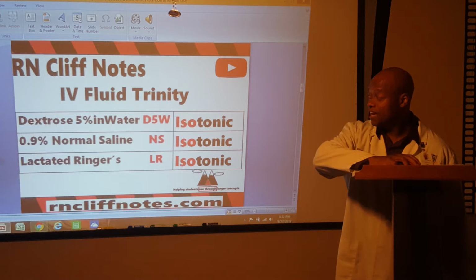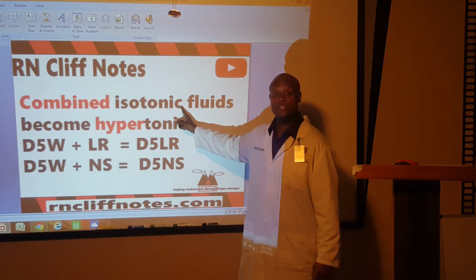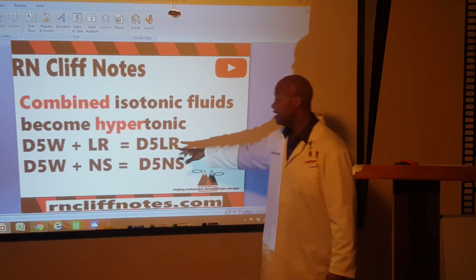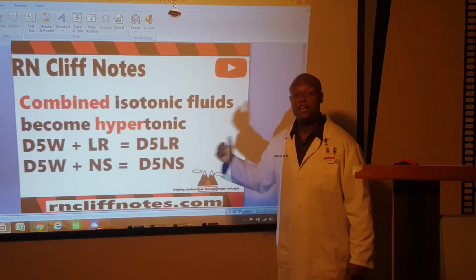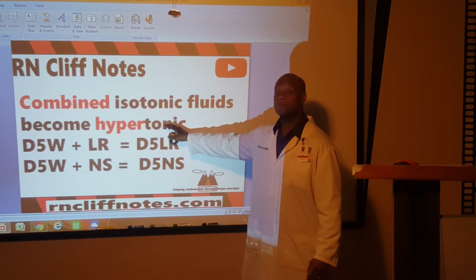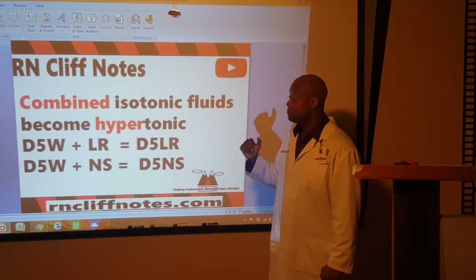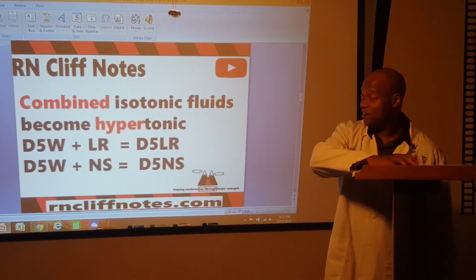So our isotonic trinity, now we build off of that. And as we build off of that, we want to bear in mind the following rules, which are, anytime that you combine 2 isotonic fluids, they become what? Hypertonic. So D5W plus LR, D5LR, and D5W plus NS, D5NS, they both become what? Hypertonic. Anytime you stack 2 isotonics on top of each other in the same bag, we're talking about a hypertonic solution.